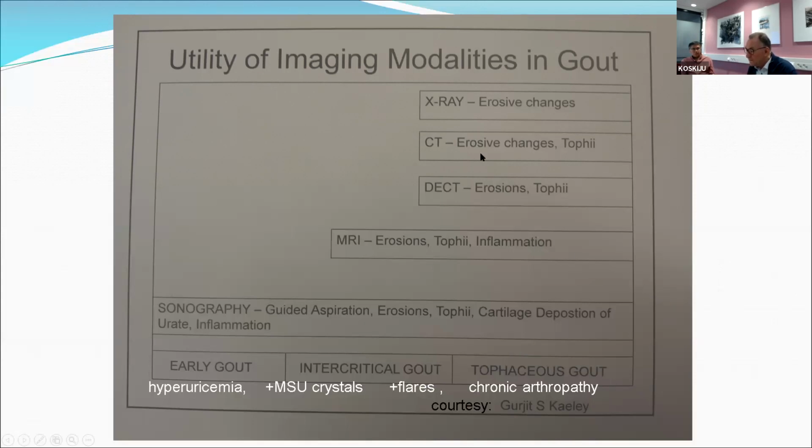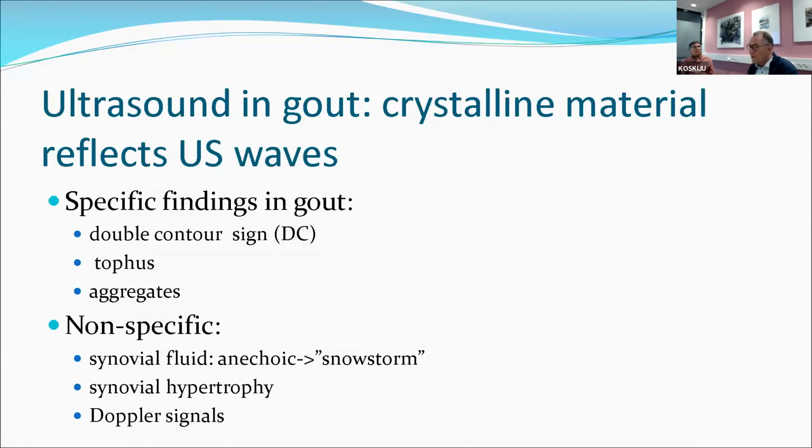It is also possible with other modalities to depict gout, but sonography is excellent. Why do we see gout and crystalline material with ultrasound? Because crystalline material reflects ultrasound waves, and we have some specific features in gout. Double contour sign, I will tell you about that later. Tophus and aggregates are relatively specific.